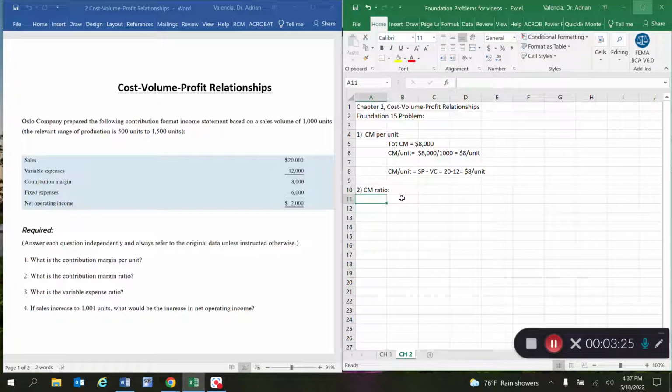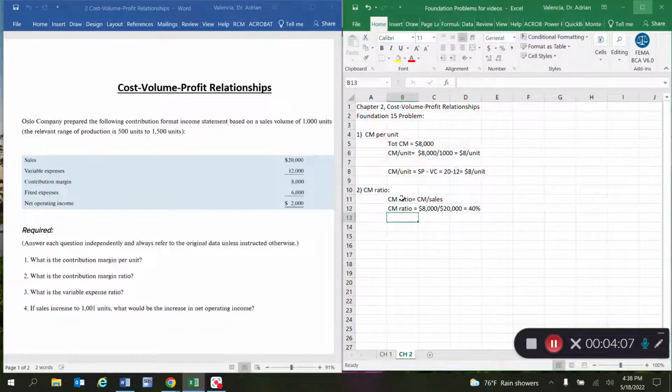And the contribution margin ratio is going to be the contribution margin over sales. So let me just write that formula. It's going to be your contribution margin divided by sales. So in this case, whether you do it on a total basis or on a per unit basis, it's still going to be the same. So this is going to be $8,000 divided by sales of $20,000. So that ratio is 40%.